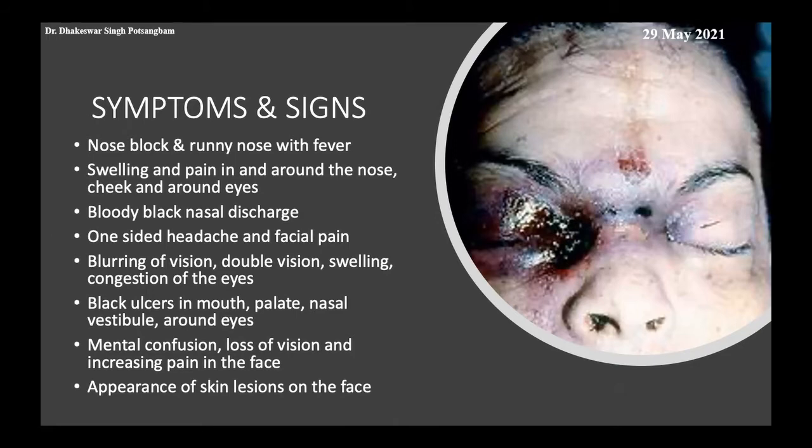There is swelling and pain in and around the nose, cheek, and around the eyes, bloody black nasal discharge, one-sided headache and facial pain, blurring of vision, double vision, swelling and congestion of the eyes, black ulcers in the mouth, palate, nasal vestibule, around the eyes, then mental confusion, loss of vision, and increasing pain in the face, and the appearance of skin lesions on the face.